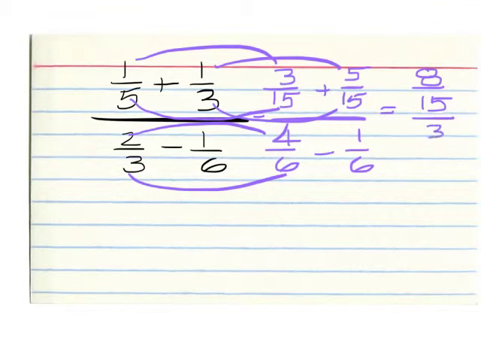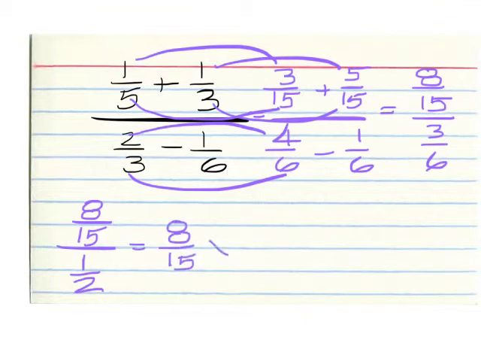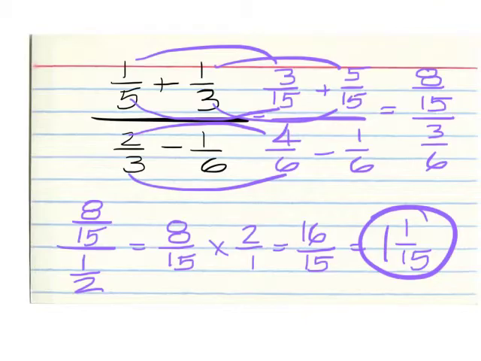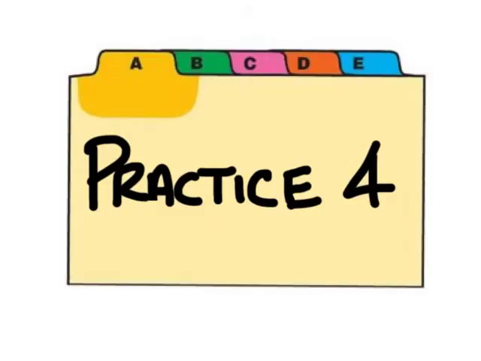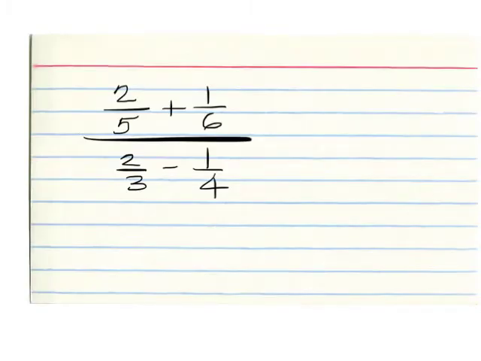On the top, it's 8 over 15. On the bottom, it's 3 over 6. And it would make a difference to change that to 1/2. It'll make it easier. 3 over 6 is 1/2. And then you do 8 over 15 times 2 over 1, which is 16 over 15. 1 1/15 is the answer. Practice number 4.